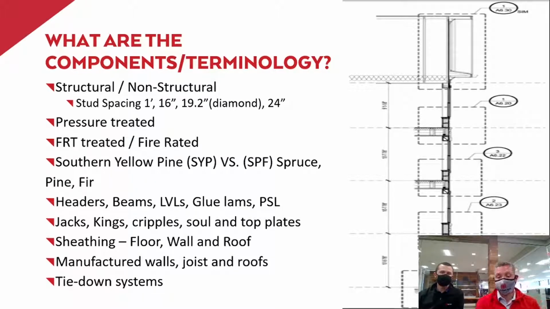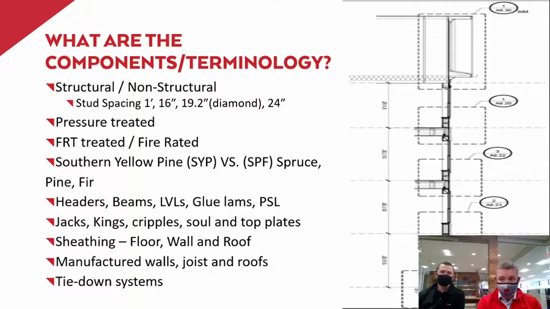Pressure treated material is generally green. It can come out as a more yellowish color, but it has been impregnated under pressure with a material that will keep it from rotting in wet conditions, or in conditions such as in contact with concrete or the ground itself. FRT treated or fire rated material.